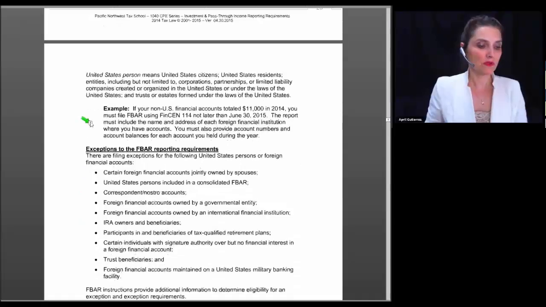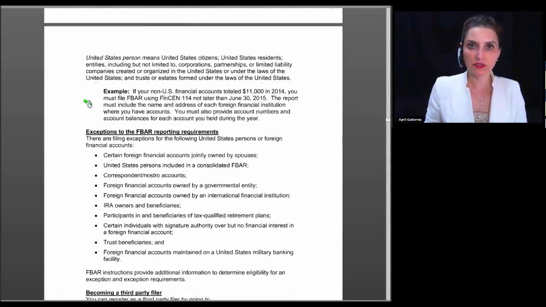FinCEN Form 114 needs to be filed by U.S. persons who meet the filing requirements. United States person means a United States citizen, a United States resident entity, including but not limited to corporations, partnerships, or limited liability companies that are created or organized in the United States or under the laws of the United States, as well as trusts or estates formed under the laws of the United States.